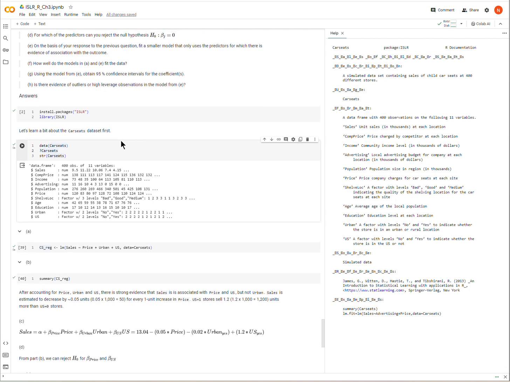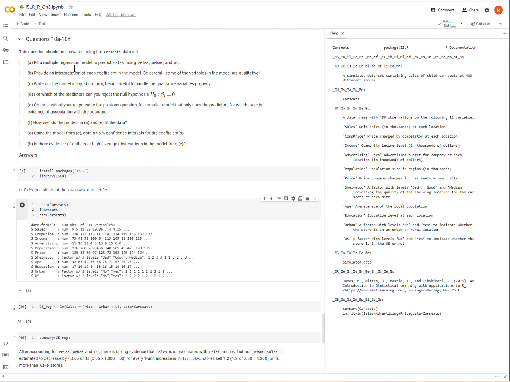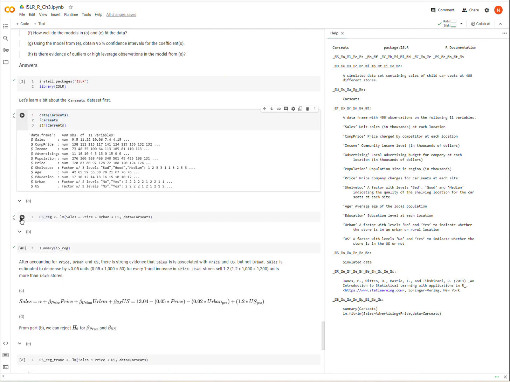Okay, so part A, I want to fit a multiple linear regression on price, urban, and US, modeling sales. So that's what I'll do here. I'm calling it CSReg. I use the linear model function, the lm function. My formula here is sales regressed on price plus urban plus US, and the data is Carseats. I don't have any interactions here, but that's fine.